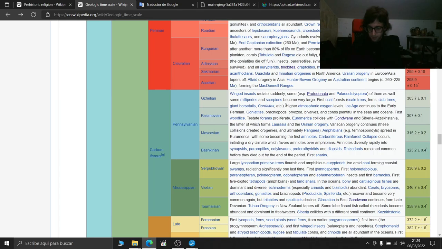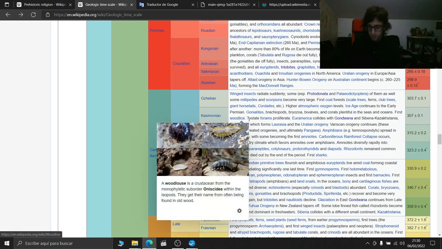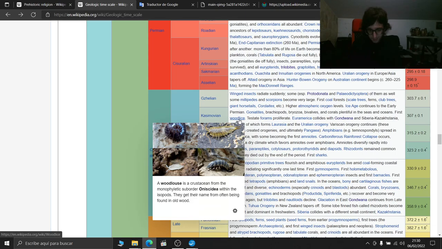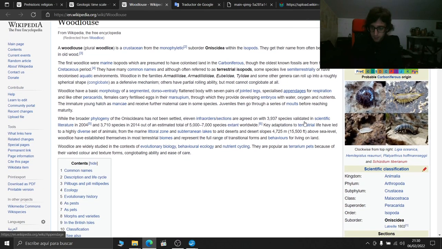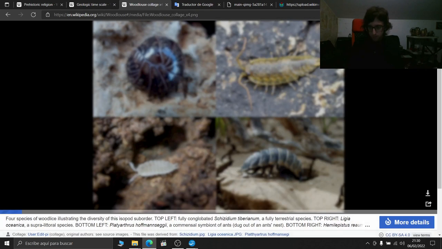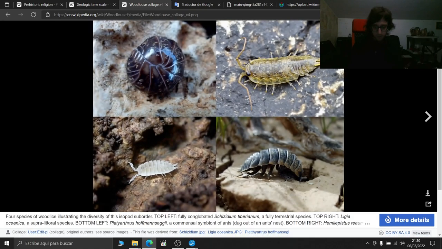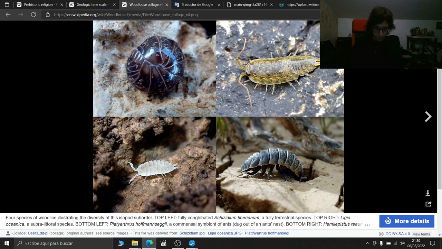The more interesting things here: higher atmospheric oxygen levels, ice age continues to the early Permian, first wood lice. Wood lice, what is this? A woodlouse is a crustacean from the suborder Oniscidea. Is this the bug who eats wood? They get their name from often being found in old wood. Yes, I know these bugs.